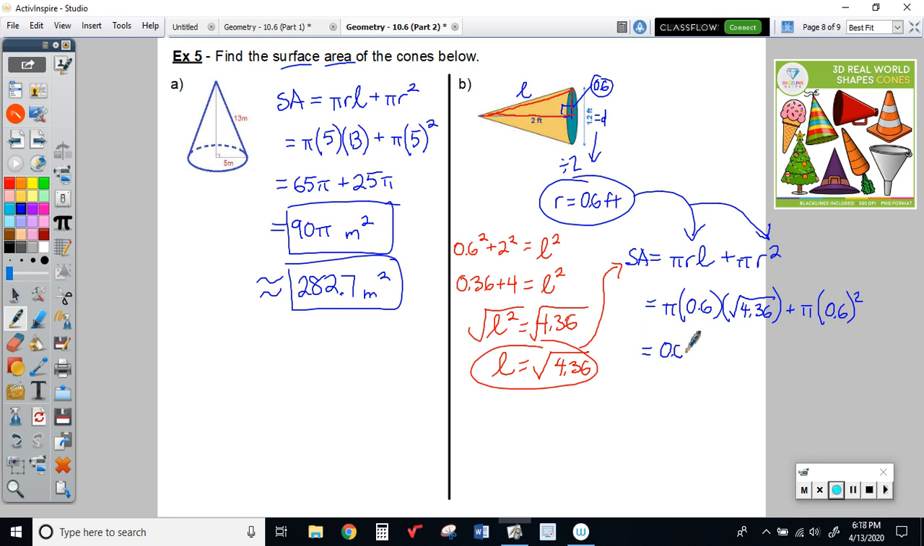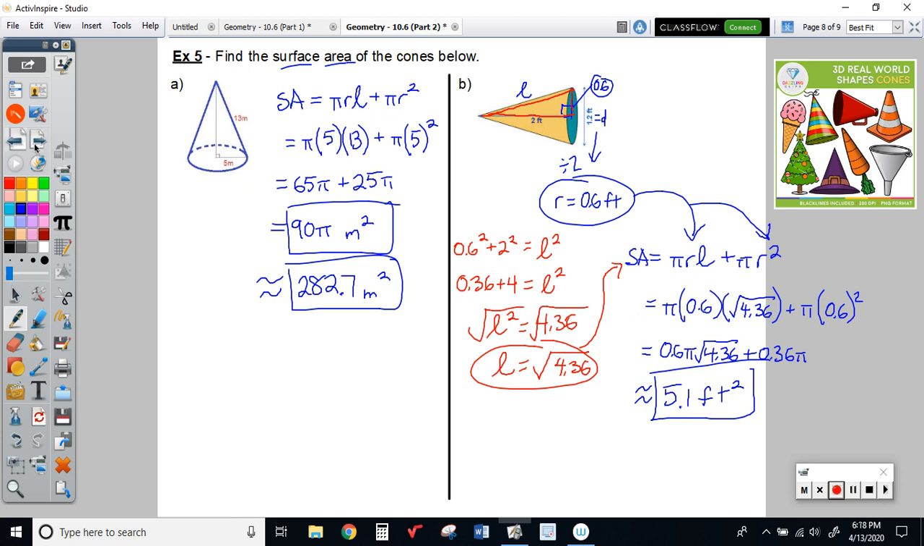And so you'd have 0.6 pi times the square root of 4.36 plus 0.36 pi. That squared is 0.36. Definitely wouldn't expect you to leave it in that sort of form. We would take that, put that in a calculator. You honestly could take this step right here, put that into a calculator, skip this, and go right to this from there to get 5.1 if it said rounding was okay. So 5.1 feet squared to the nearest 10th on that one.